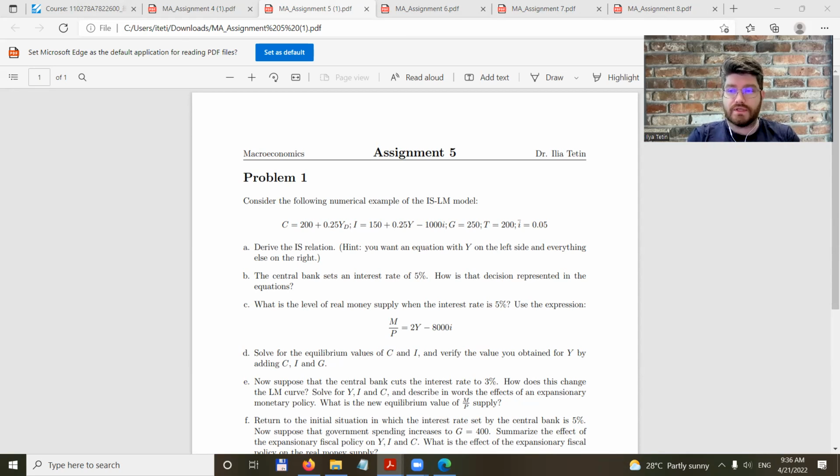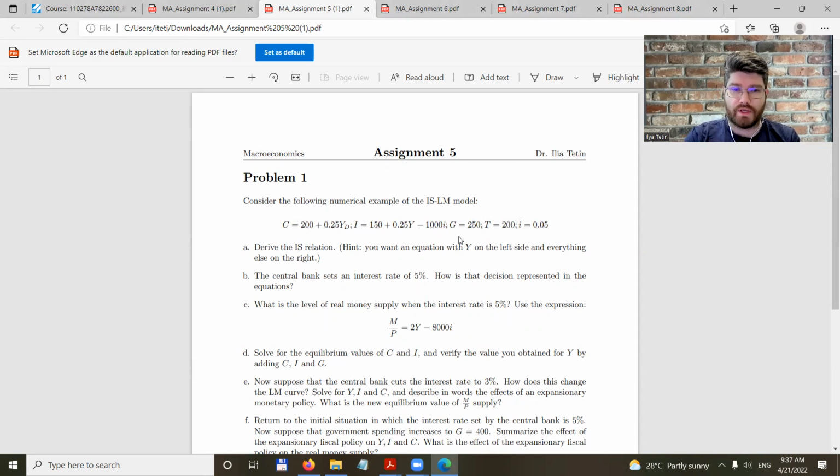So using this standard equation, we try to calculate the IS relation. What does it mean? So our initial condition will be Y equals C plus I plus G. That means we will use C as 200 plus 0.25. This is our C condition. Then I is given like that, G is given like that.